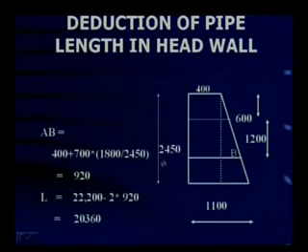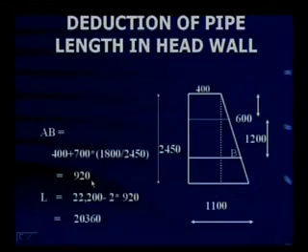So 700 into depth, which is 1800, divided by total depth. Depth at this level is 1800: 600 plus 1200 is 1800, divided by total depth. So the length of AB comes to 920 mm. This is a simple mathematical calculation. Just draw a neat sketch of the head wall and you get the calculation here.